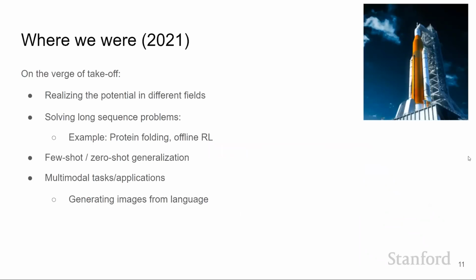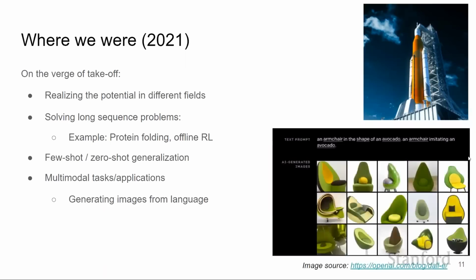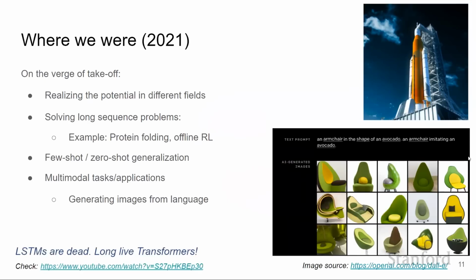So where we were in 2021, we were on the verge of takeoff. We were starting to realize the potential of transformers in different fields. We solved a lot of long sequence problems like protein folding, AlphaFold, and offline RL. We started to see zero-shot generalization. We saw multimodal tasks and applications like generating images from language. So that was DALL-E. Yeah, it feels like ages ago, but it was only about 2 years ago. And this is also a talk on transformers that you can watch on YouTube.